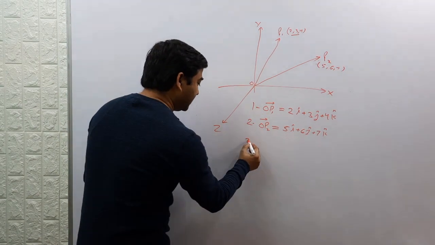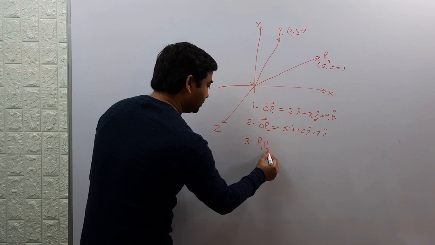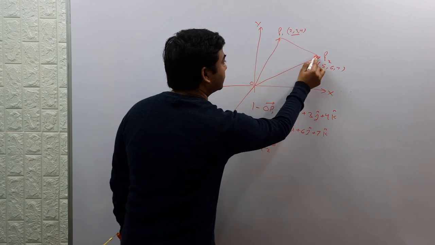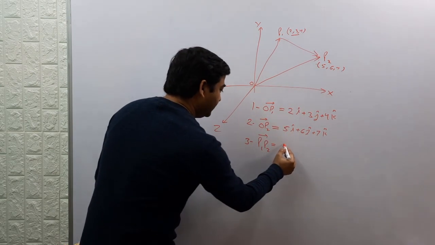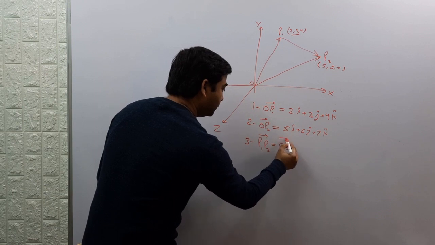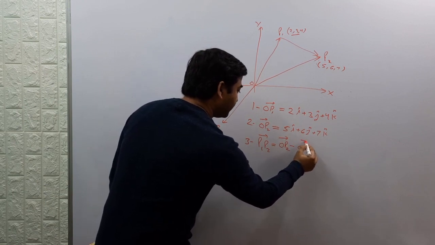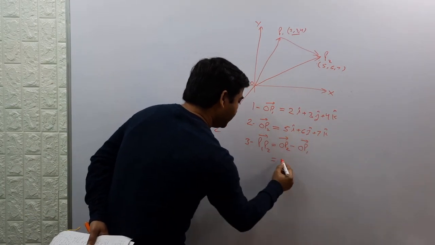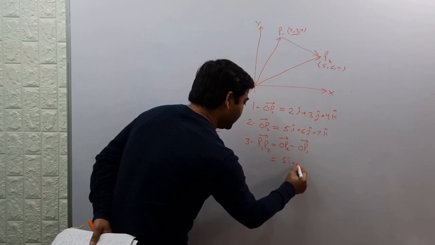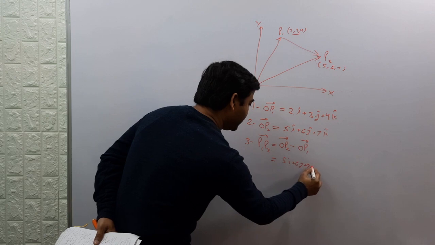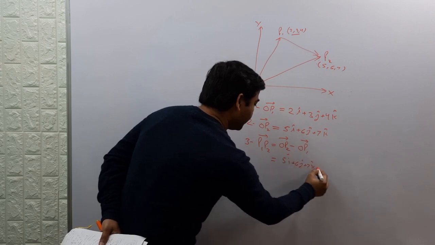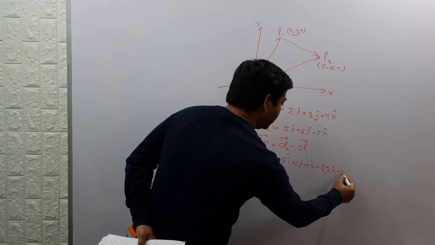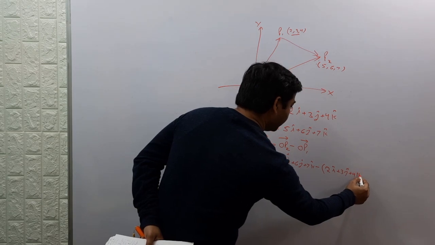Now the third vector, P1P2, will be the position vector of P2 minus the position vector of P1. So this will be OP2, that is 5i plus 6j plus 7k, minus 2, 3, 4, that is 2i plus 3j plus 4k.